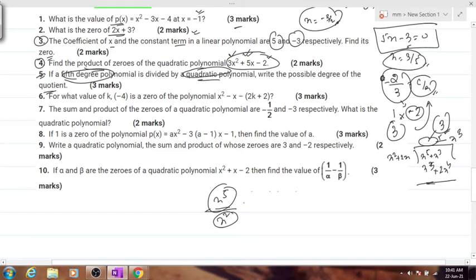Yes or no? Fifth degree divided by quadratic. What is the possible remainder over here? Sorry, possible quotient. 3 degree. Yes, sir. 3 degree. Why are you saying 1 degree, 7 degree?